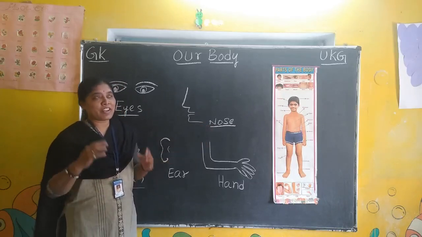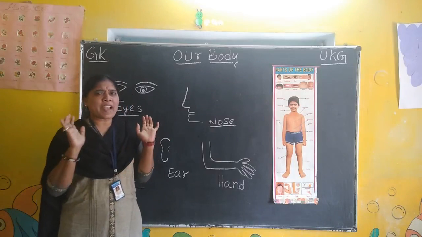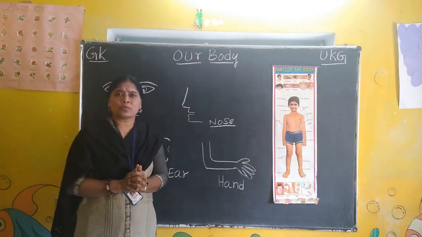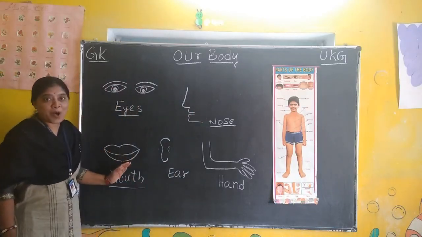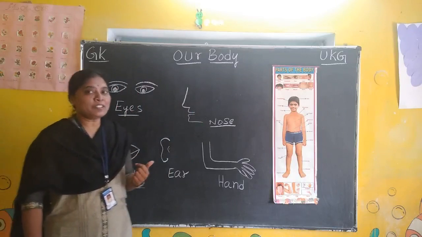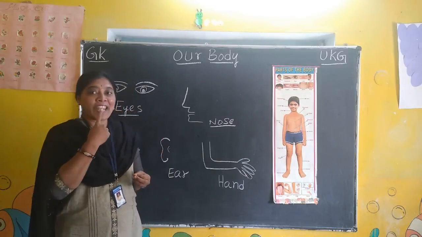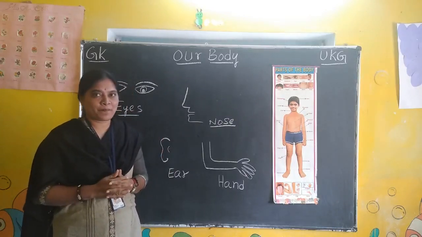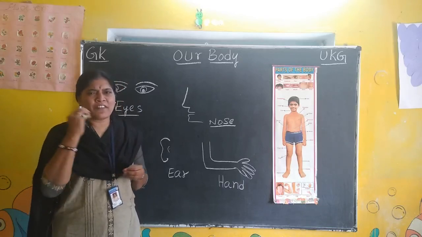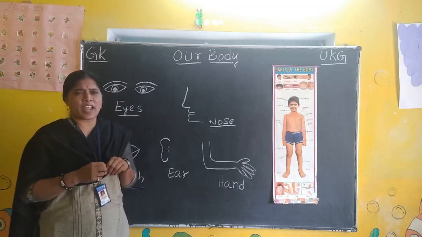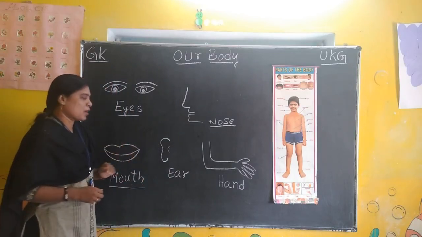If it is a good smell, we enjoy. Yeah, mommy is cooking delicious food. And if it is a bad smell, we close our nose, isn't it? This is the function of the nose. Next, mouth. What do we do with our mouth? We speak. We eat. And the tongue tastes the food. If it is good food, yummy, we eat the food. And if it is bitter or sour, we say, no, I don't want it. Isn't it? So this is the function of the mouth.